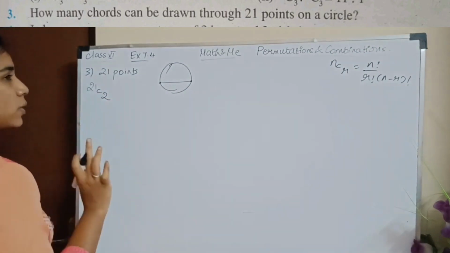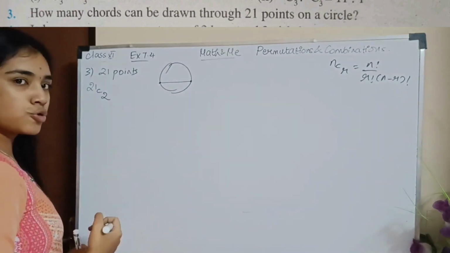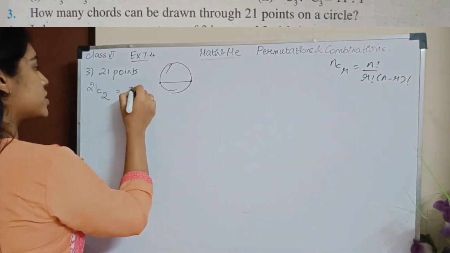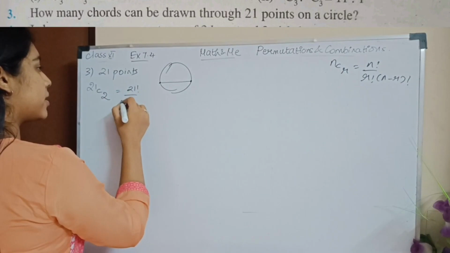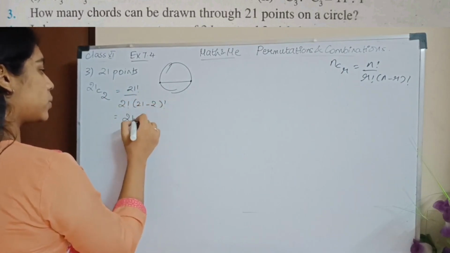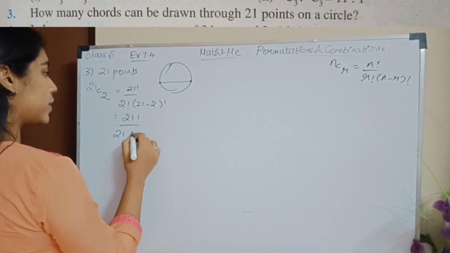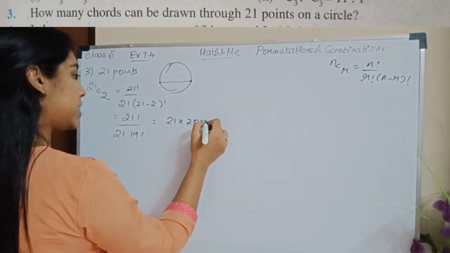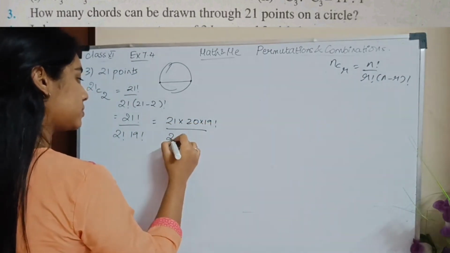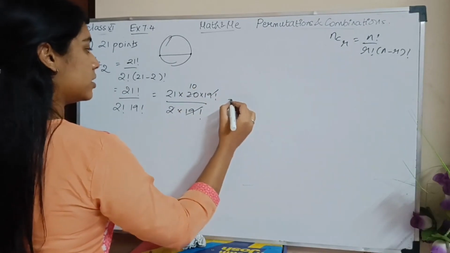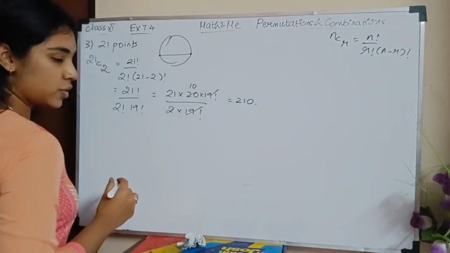Correct? In total there are 21 points, and choosing 2 from them is enough to draw a chord. Okay? So 21C2 is 21 factorial divided by 2 factorial times 21 minus 2 factorial. It will be 21 factorial divided by 2 factorial times 19 factorial. 21, 20, 19. Cancel, and it will be 210 options. Okay.